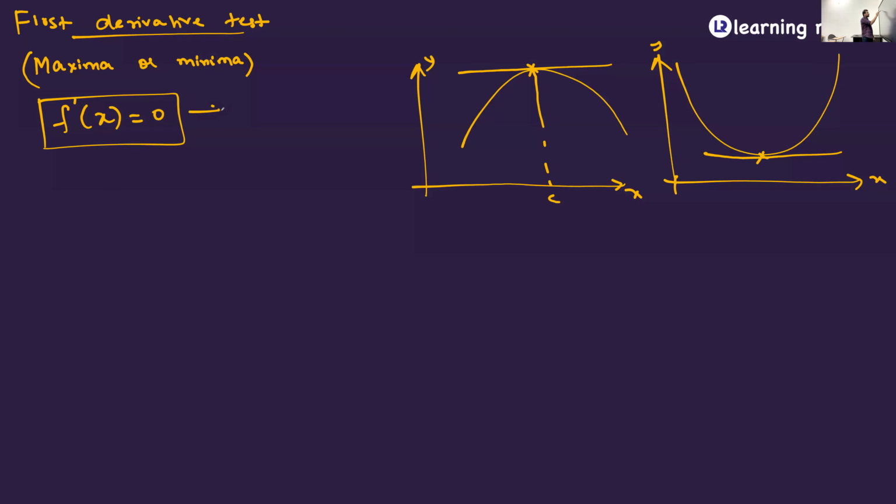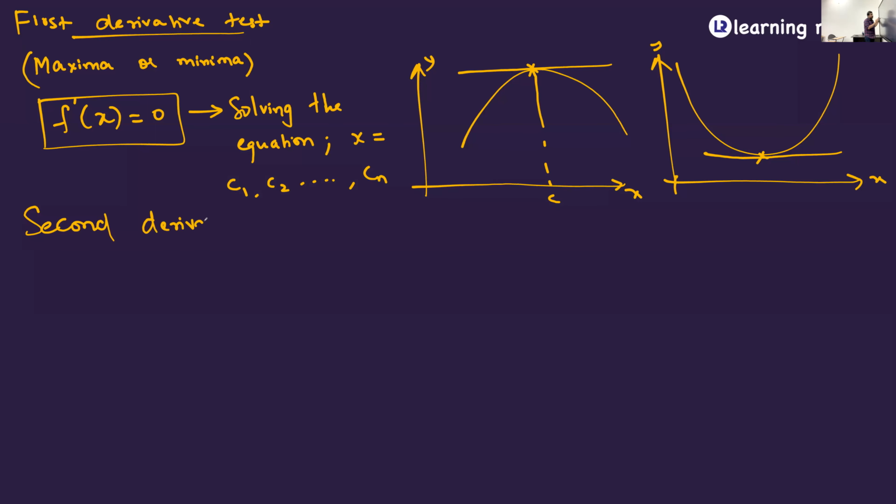So by doing this, the first thing you can find out, on solving this equation, is that we will get the values x is equal to C1, C2, so on till Cn. I'm assuming there are n such points. You will get n different values, right? But what is the challenge? You don't know whether at the points C1, C2, so on till Cn, the function is attaining maximum or minimum. For that, we need to go with the second derivative test.